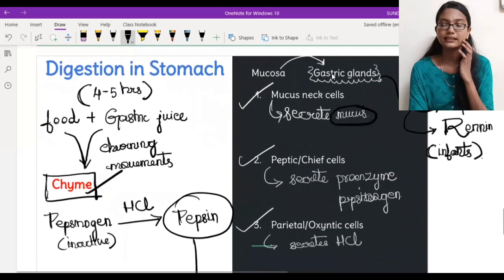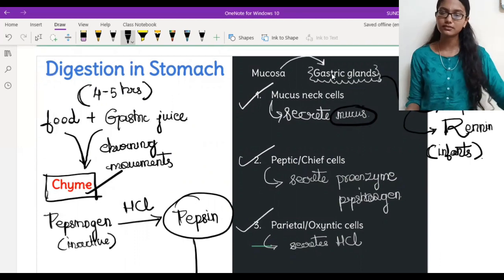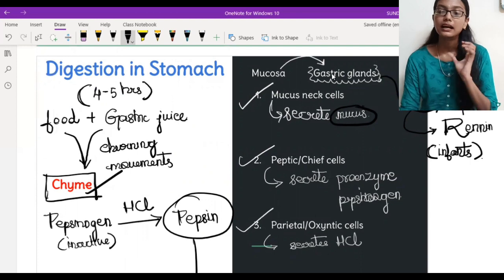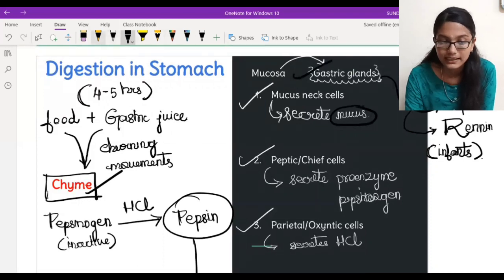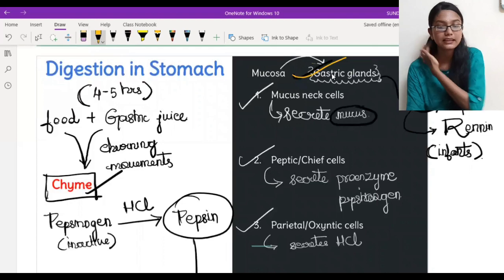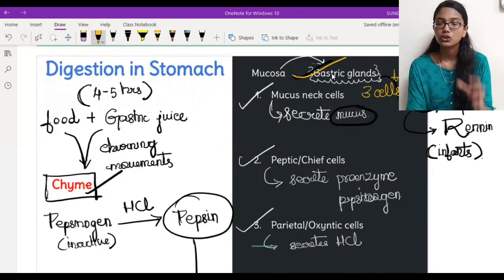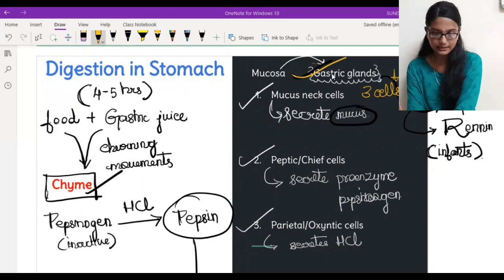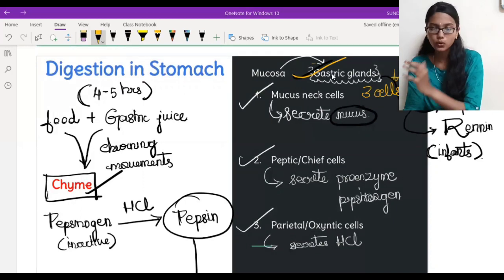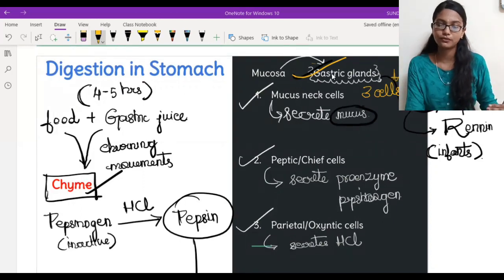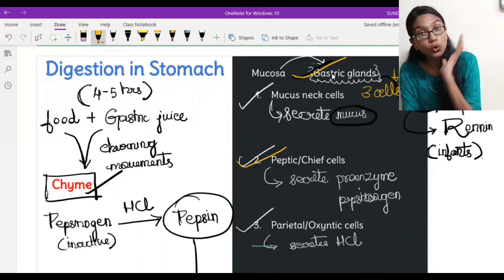Now let us understand digestion in the stomach. We already know the different layers of the stomach. The mucosa layer has some glands associated with it called gastric glands. These gastric glands have three types of cells. The first type of cell is the mucus neck cell. It secretes mucus, which is a different type of liquid. Another type of cell is the peptic or chief cell. It secretes the proenzyme, which is pepsinogen.